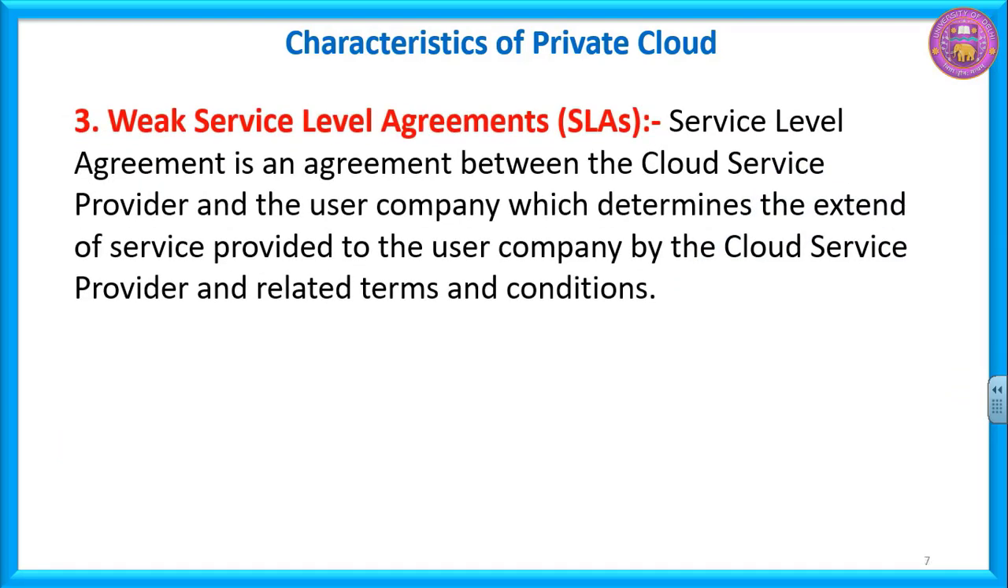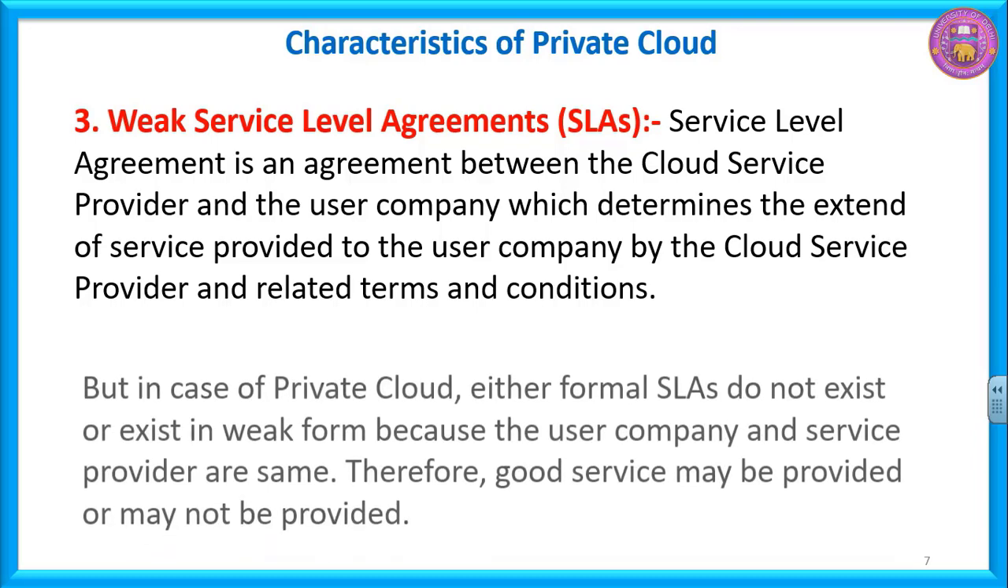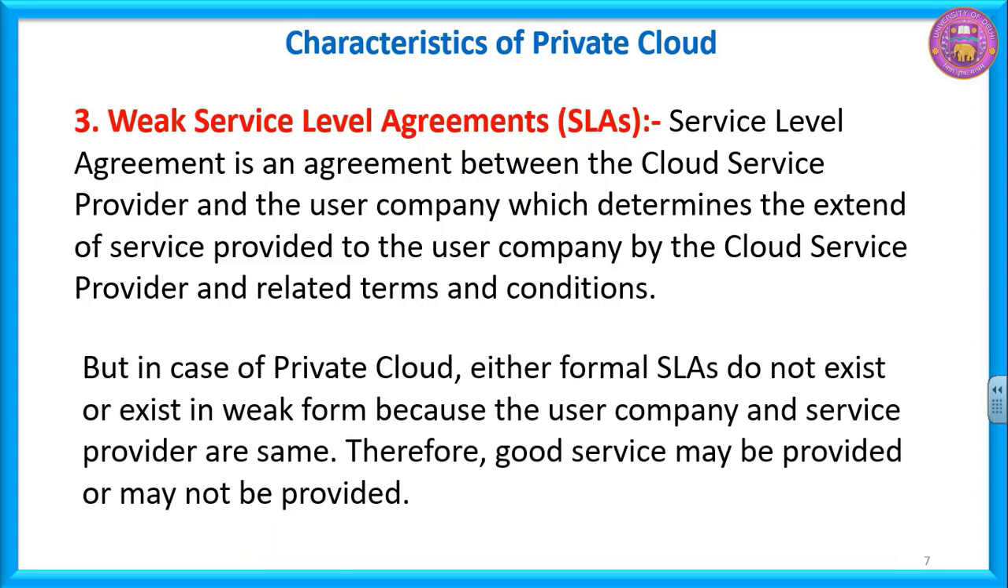Third, weak service level agreements, SLAs. A service level agreement is an agreement between the cloud service provider and the user company, which determines the extent of the service provided to the user company by the cloud service provider and related terms and conditions. So this is an agreement between the cloud service provider and the cloud service user. But in case of a private cloud, either formal SLAs do not exist or they exist in weak form because the user company and the service provider are one and the same. Therefore, good service may be provided or it may not be provided.